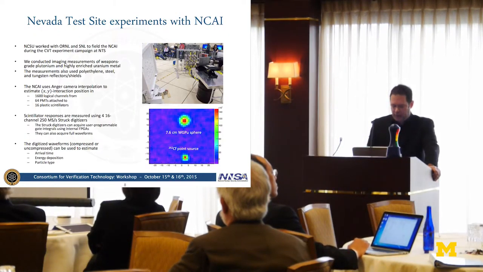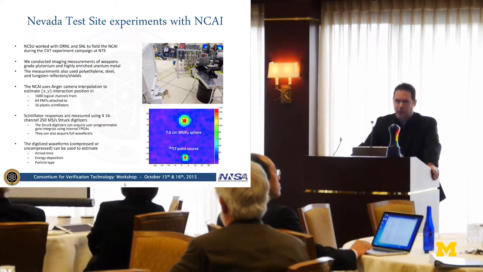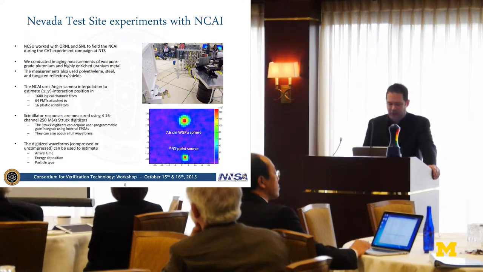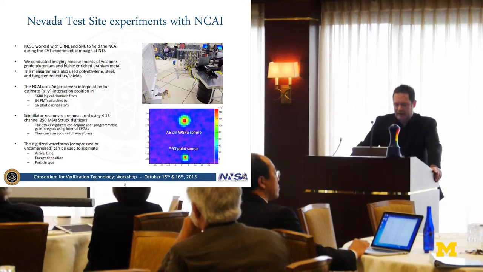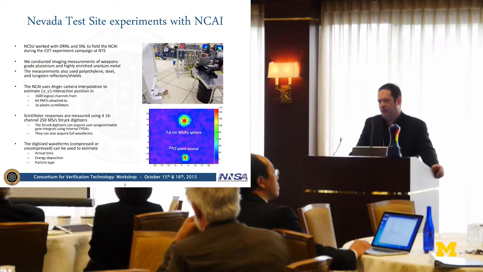The neutron-coated aperture imager actually acquires a lot of data. There are 1,600 optical channels that are acquired from 64 photomultiplier tubes that ultimately are monitoring the 16 physical detectors. The data is collected using four of these Struck 250 megasample per second digitizers. They can acquire the data in user programmable gate arrays. In other words, they can compress the data or they can get full waveforms. They also support a USB 3 interface, which allows you to get the full waveforms at this rate. And so out of one of these measurements, what you really get is a giant data cube that represents the XY location of the interaction, the particle type, the time of arrival, and the energy deposited.